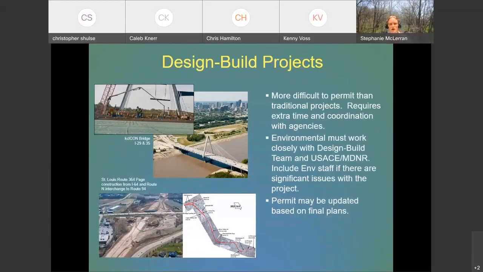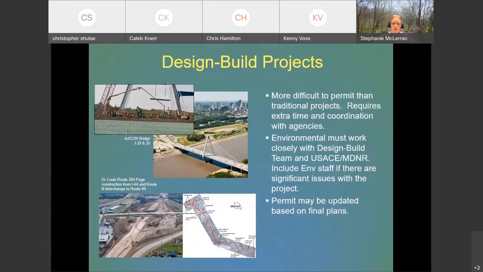And a note about design build projects, because they're kind of special and different than our regular STIP projects or maintenance projects. It's more difficult to permit these kinds of projects because the details aren't known. When we're getting these permits, the whole process assumes that you know what is happening with the project, but with design build, we don't know until later. But you need to have your permits before you can do the work, and it's difficult to work around.